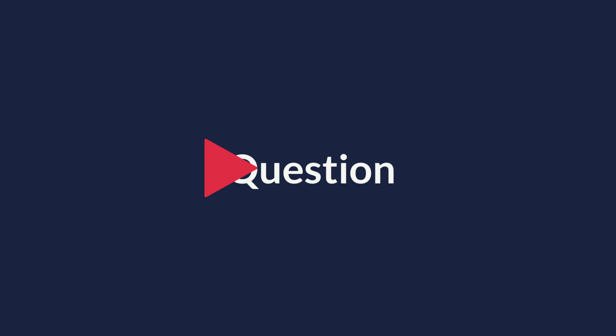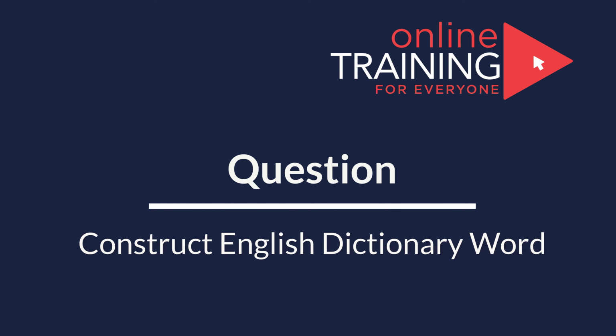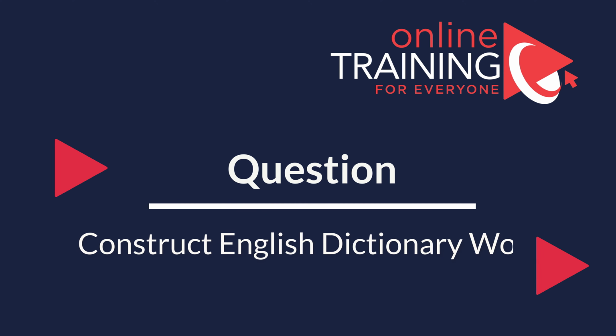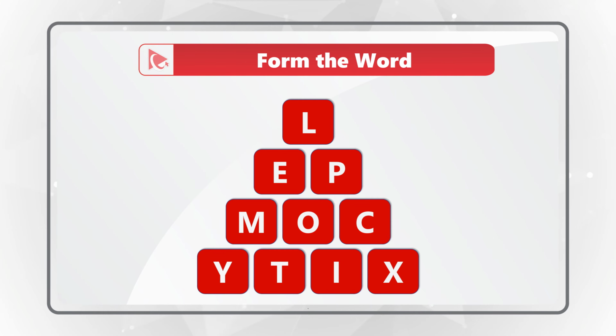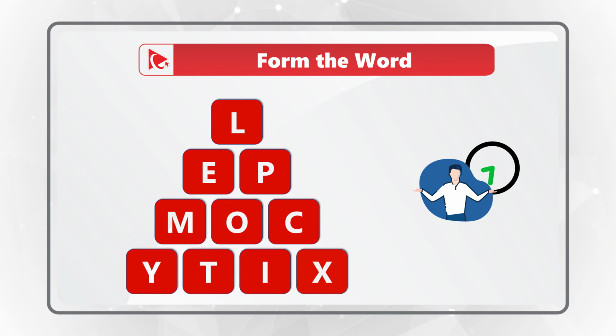Here's the question for you to practice. You're presented with 10 letters, and you need to form a word from the English dictionary using all the letters only once. The letters are L, E, P, M, O, C, Y, T, I, X. Do you see the answer? Give yourself a little bit of time because there are 10 letters. Let me give you a hint. The word somehow represents the fact that there are 10 letters.